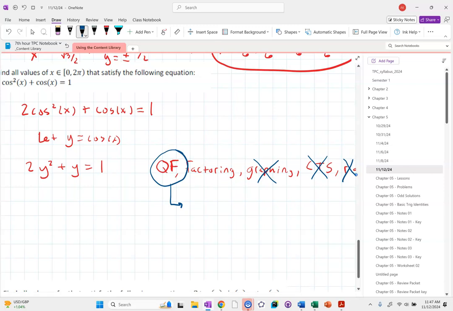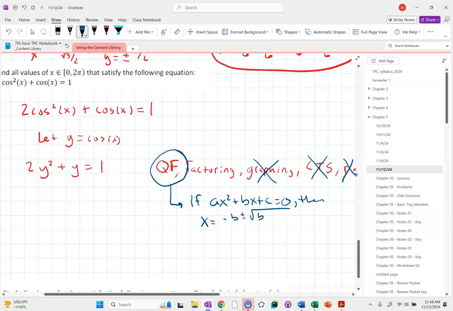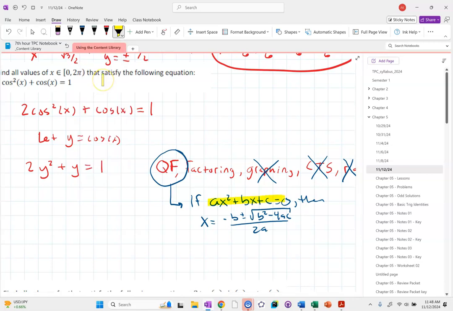What's the statement for the quadratic formula? What are the initial conditions that you have to have in order to apply it? Oh, come on, guys. If ax squared plus bx plus c equals 0, then x equals negative b plus or minus square root b squared minus 4ac all over 2a. Does that ring a bell? So the initial condition is this. Take a look at our quadratic equation. Do I have that?